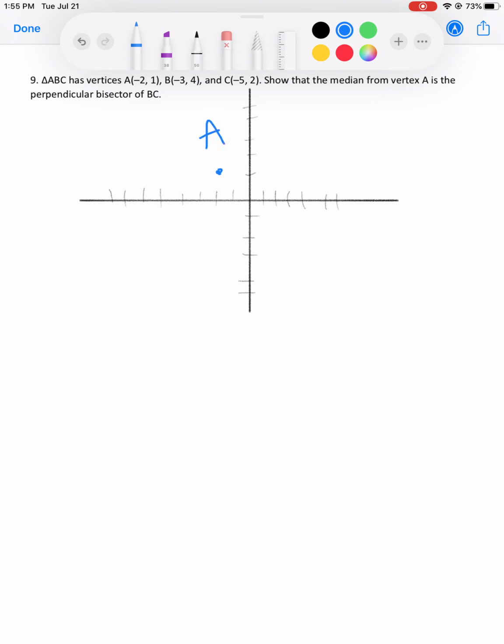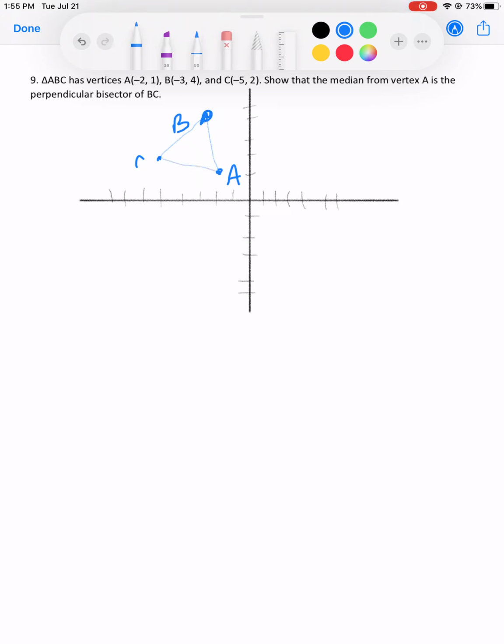B is -3 and 4. I guess I need to move that A. 1, 2, 3. 1, 2, 3, 4. Okay, it's somewhere up there. And C is -5 and 2. Okay, so obviously it's not perfect, but at least it gives us an idea of where our answer should be.